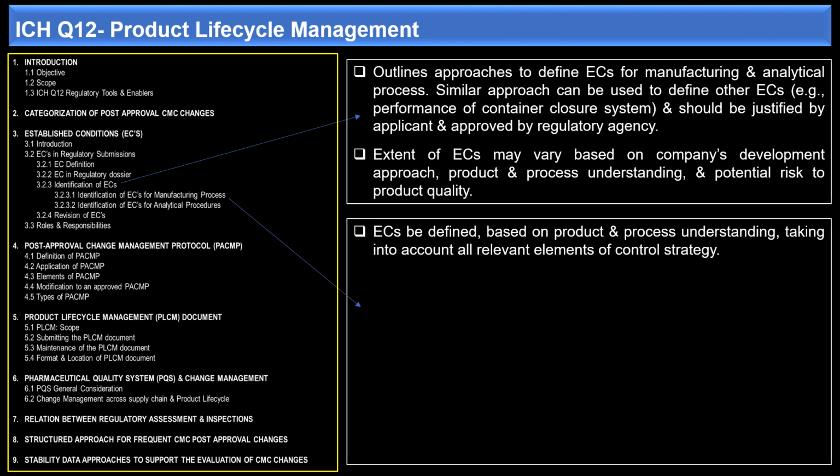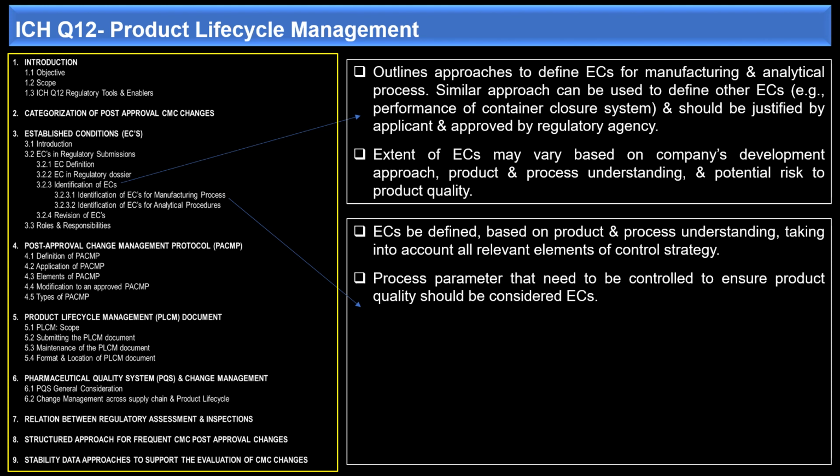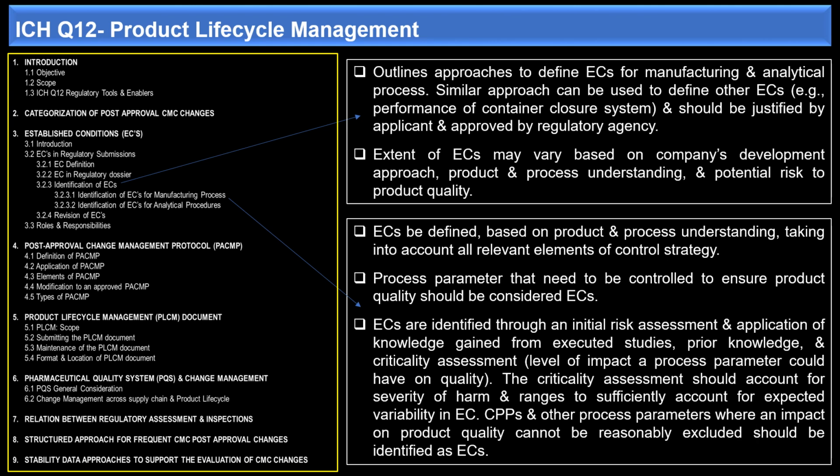Established conditions are defined based on product and process understanding, taking into account all relevant elements of the control strategy. Process parameters that need to be controlled to ensure product quality should be considered established conditions. ECs are identified through an initial risk assessment and application of knowledge gained from executed studies, prior knowledge, and criticality assessment, that is, the level of impact a process parameter could have on the quality of the product.